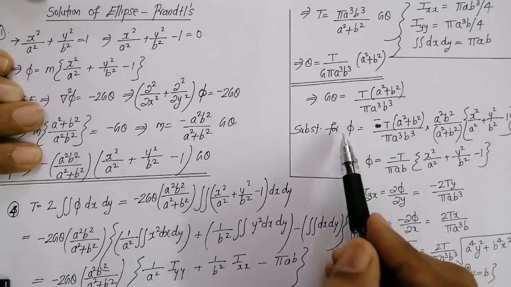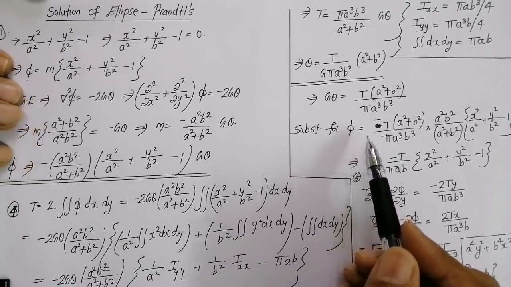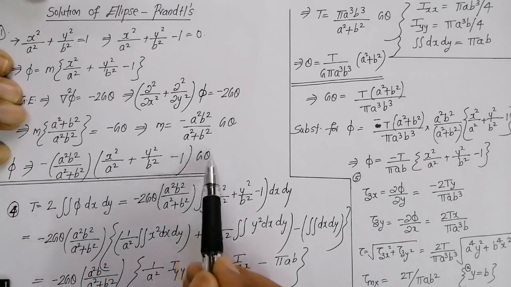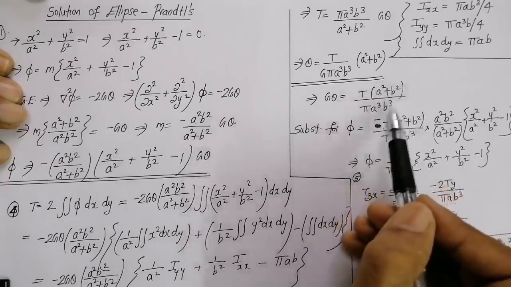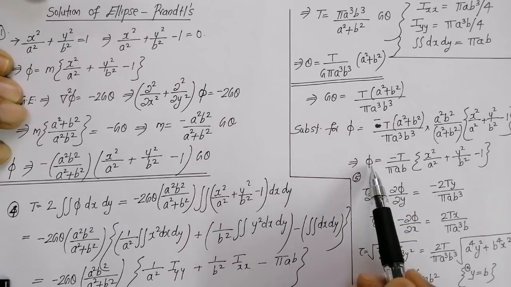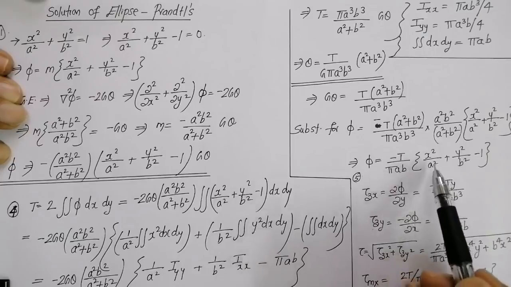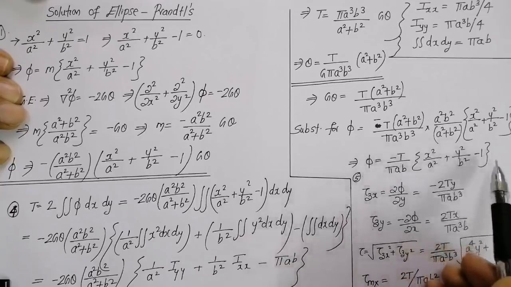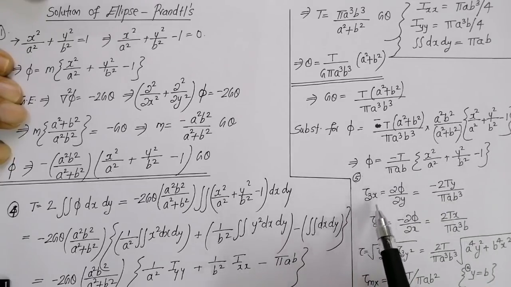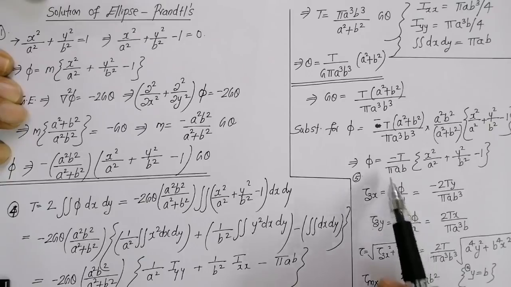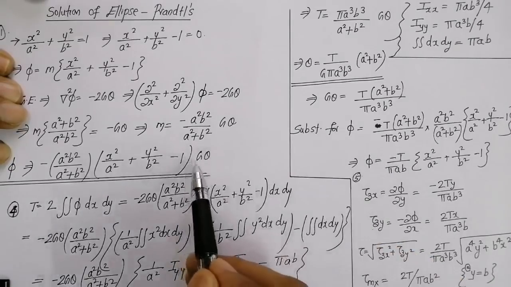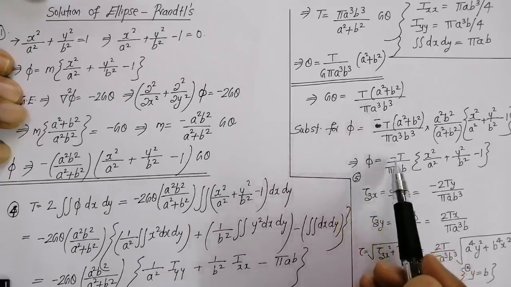Now if we substitute for phi in the earlier equation, we have obtained phi is equal to this equation. Now if you substitute for g theta as this term, we will get the simplified form of phi as minus T by pi ab into x square by a square plus y square by b square minus 1. Why I have done like this? Because the next step is to find out the shear stresses. I have to differentiate phi with respect to x and y. So if I have to differentiate, I have to simplify the equation. So for this only, I have substituted for g theta as this in the equation of phi.